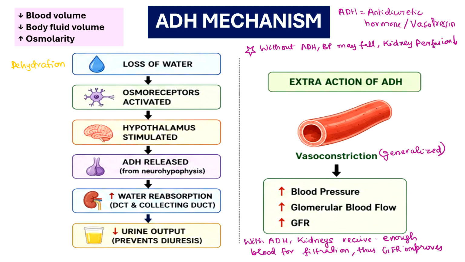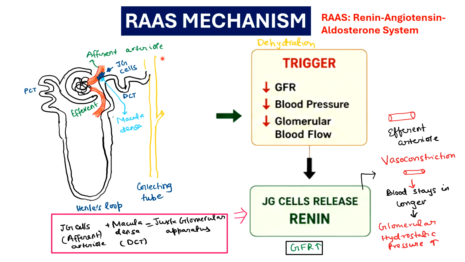So these are the functions of the ADH. Clear about it? The second type of system that is activated under the dehydration condition is the RAAS pathway. RAAS is nothing but the Renin-Angiotensin-Aldosterone System. Now let us look at the first hormone, that is renin. This renin is secreted by the JG cells, under the dehydration condition. Next, let's see where these JG cells are present.